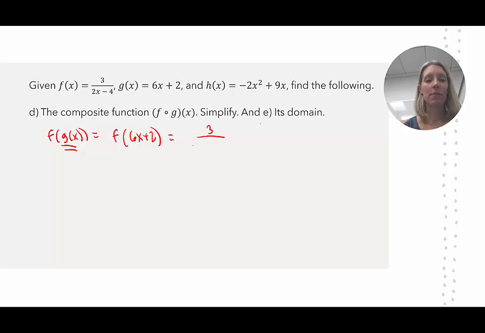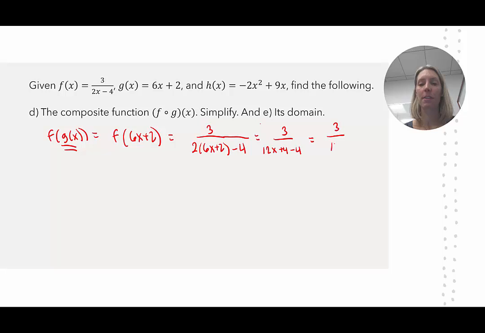3 over 2, whoops, there's an x, so that becomes 6x plus 2. I need to make my fraction a little bit longer now because my denominator grew, and now I want to simplify the denominator. I'm going to distribute the 2, which will give me 12x plus 4 minus 4. Hey, wait a minute. When I go to combine like terms, plus 4 and minus 4 makes a 0. I'm just left with the 12x in the denominator.